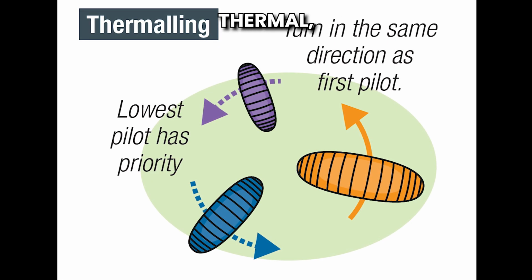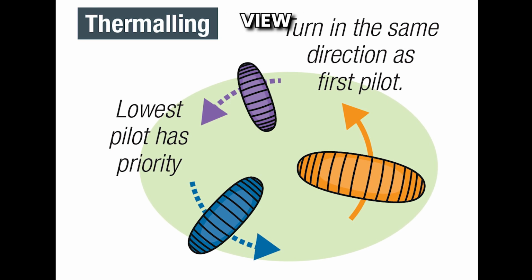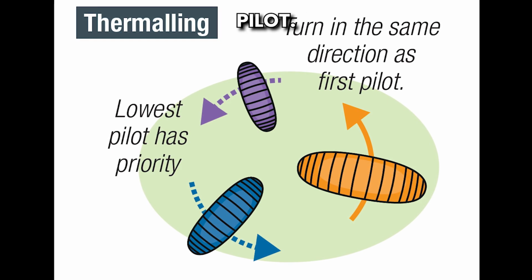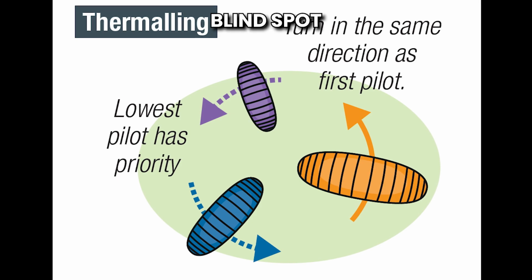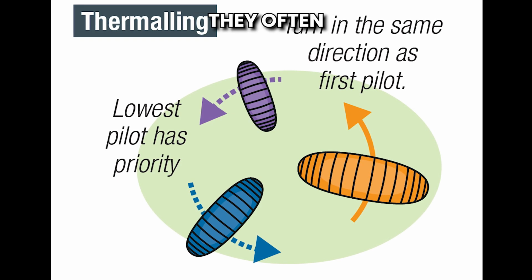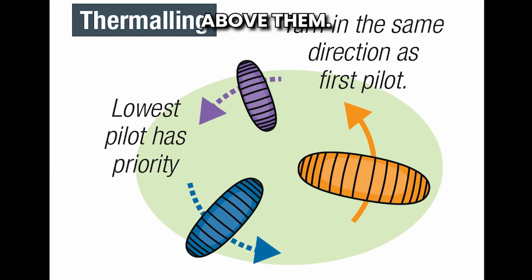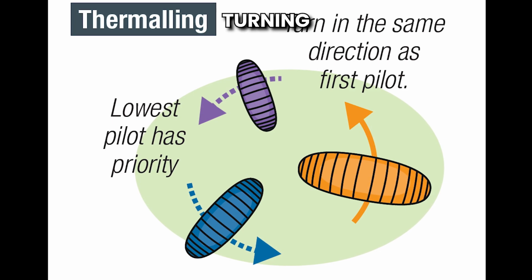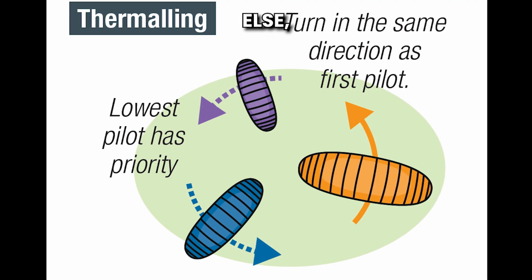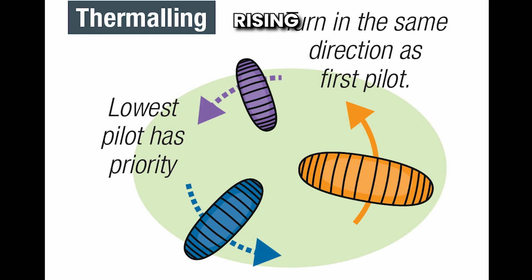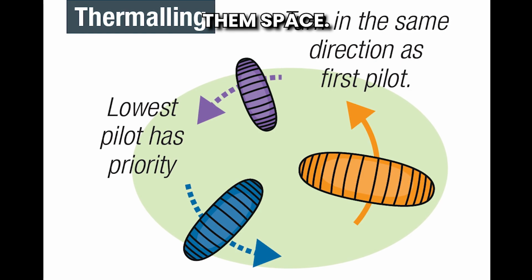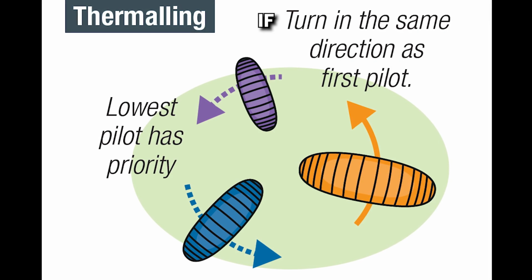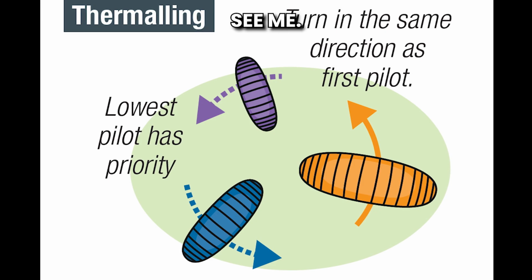Once inside the thermal, the higher pilot has a better view and must watch out for the lower pilot. The lower pilot has a large blind spot due to the glider, so they often can't see what's above them. If I'm in a thermal, turning in the same direction as everyone else, but I have a glider below me rising faster, I need to give them space, even leave the thermal if necessary, because they cannot see me.